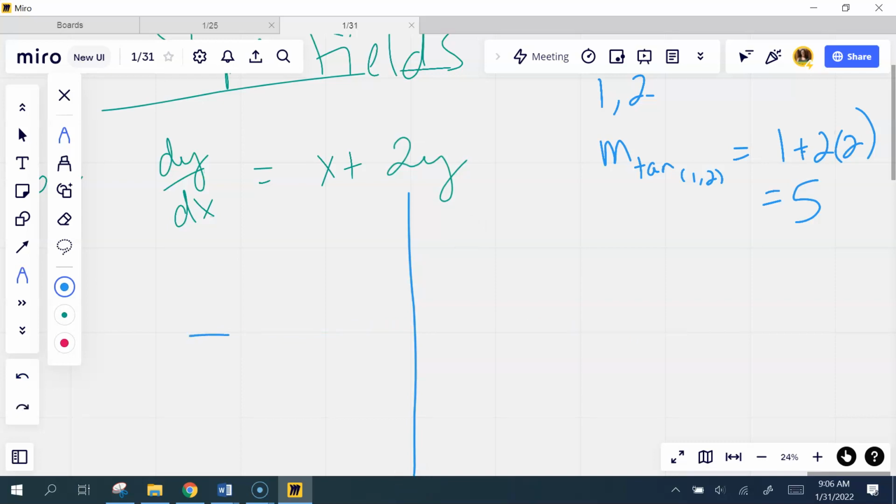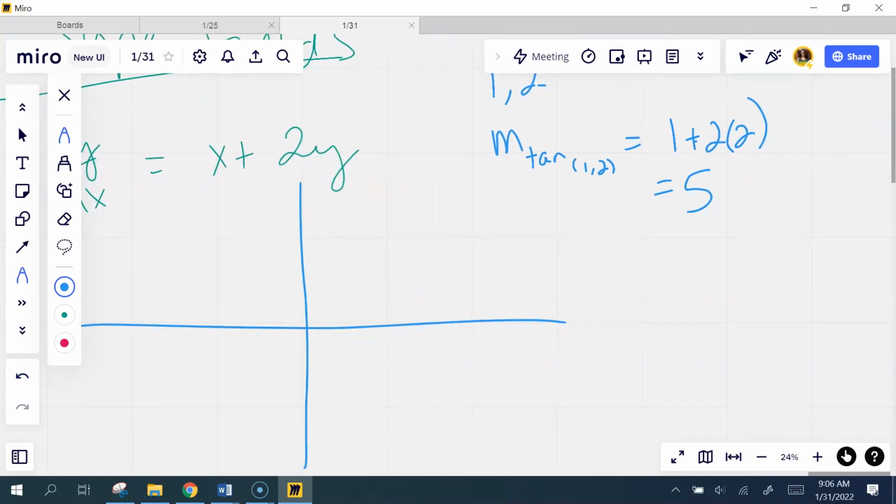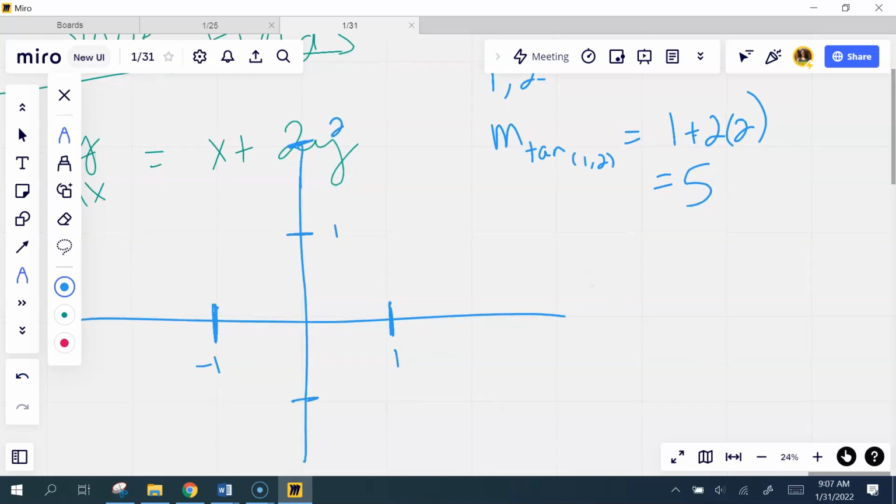I would start with the graph, and then if you want to do a table, it looks like from -1 to 1, and then up to 2. You will find a slope. So you're creating the slope field. So finding the slope itself is not enough. I have to graph those values.